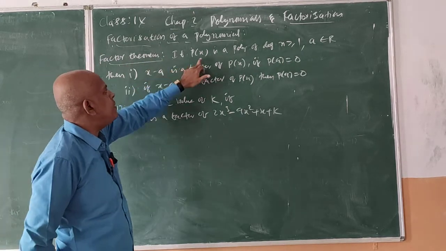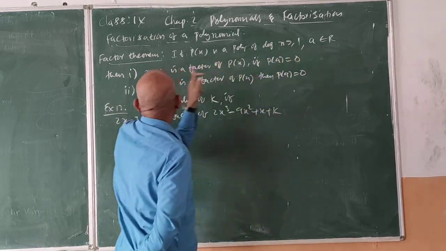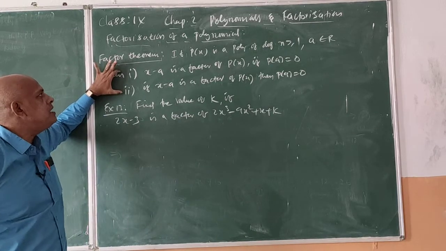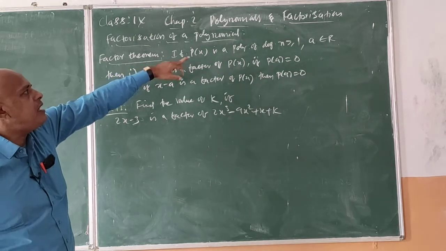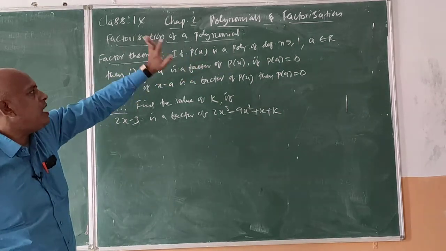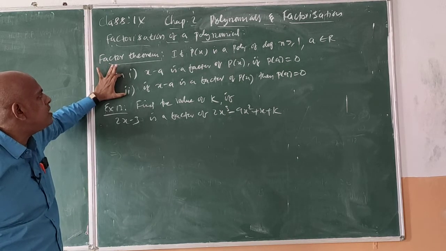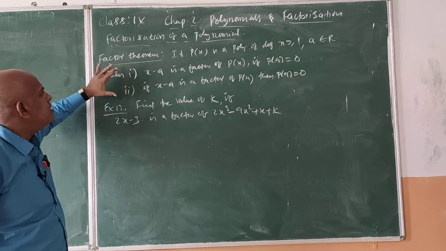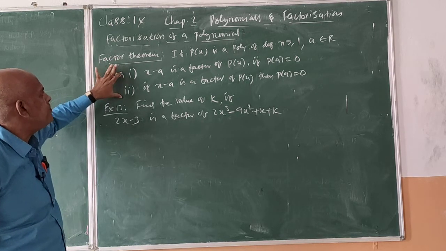If p of x is a polynomial of degree n greater than or equal to 1 and a is a real number, then two concepts are there in this. This is general: p of x is a polynomial of degree greater than or equal to 1 and a belongs to real numbers. We have two concepts in factorization and the factor theorem. The proof we will learn later. I am just explaining the statement of this factor theorem.